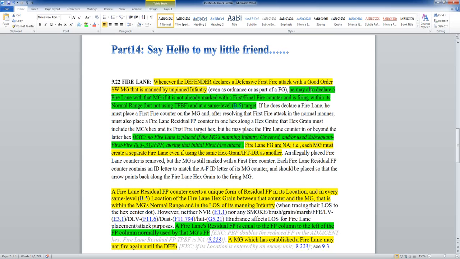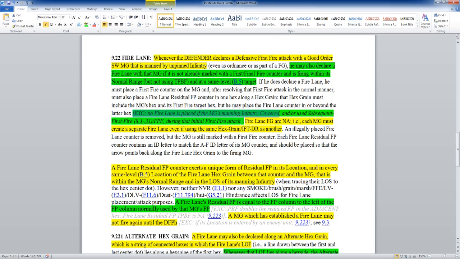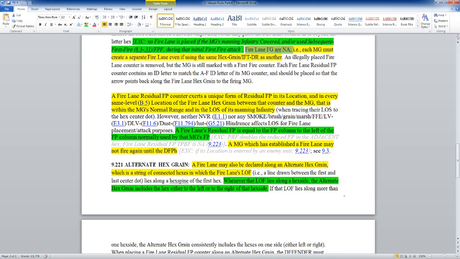You must declare this at the time of your attack, because you will see down here the exception: once you declare it, if you cower during the attack, no fire lane is placed, even though you have declared the fire lane. Fire groups are NA. You can't do it. Each machine gun must create a separate fire lane, even if they're using the same hex or hex grain IFT die roll as another.